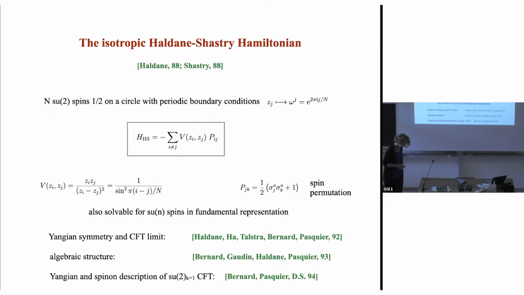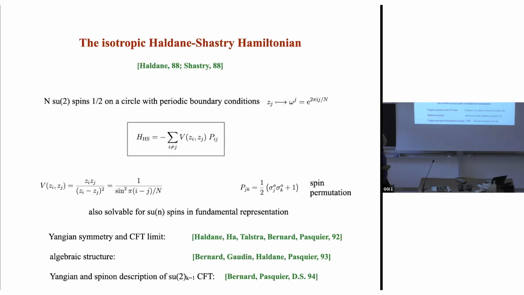So first, probably not everybody here knows what the Haldane-Shastry Hamiltonian is. It was defined in the 80s independently by Haldane and Shastry. It was initially defined for SU(2) spins in the fundamental representation, which are on a circle with periodic boundary conditions. So you can imagine that the spins are on a periodic lattice, and the positions are the nth roots of unity, on the unit circle.